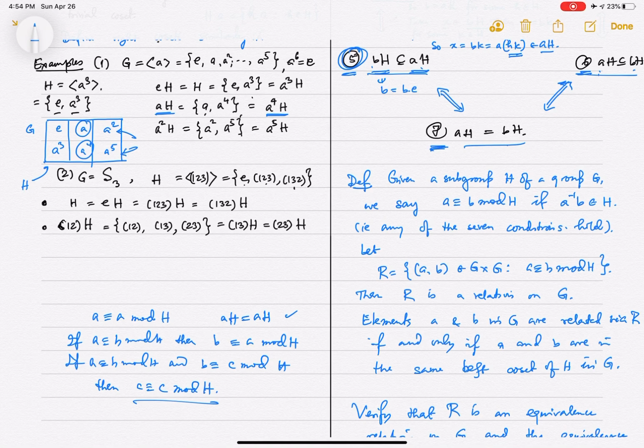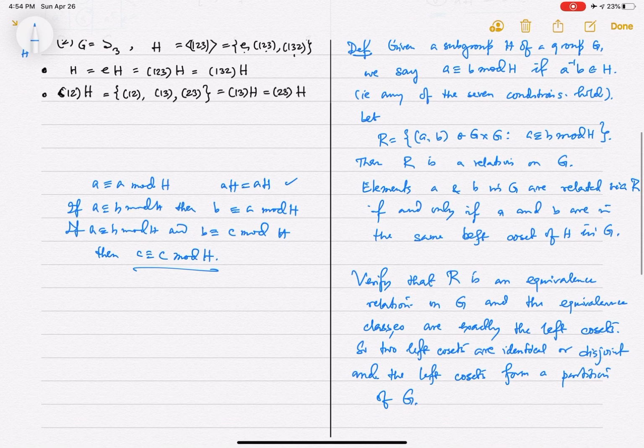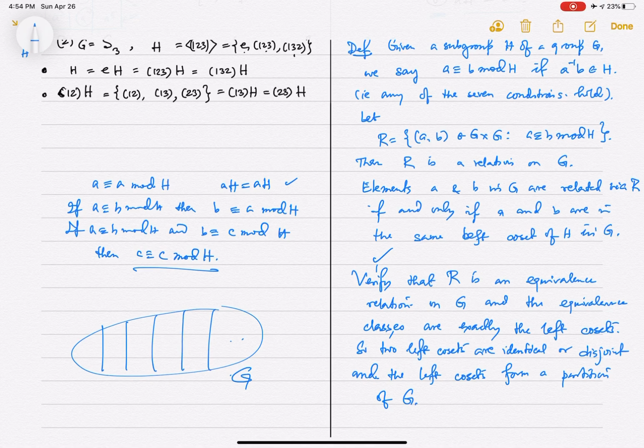Yeah. So the verification of equivalence relation is very straightforward, and we know by a general result about equivalence relations that whenever you have an equivalence relation on a set, the equivalence classes form a partition of the set. And the equivalence classes in question are exactly the left cosets. Okay. We'll write down Lagrange's theorem next time and get a couple of consequences.